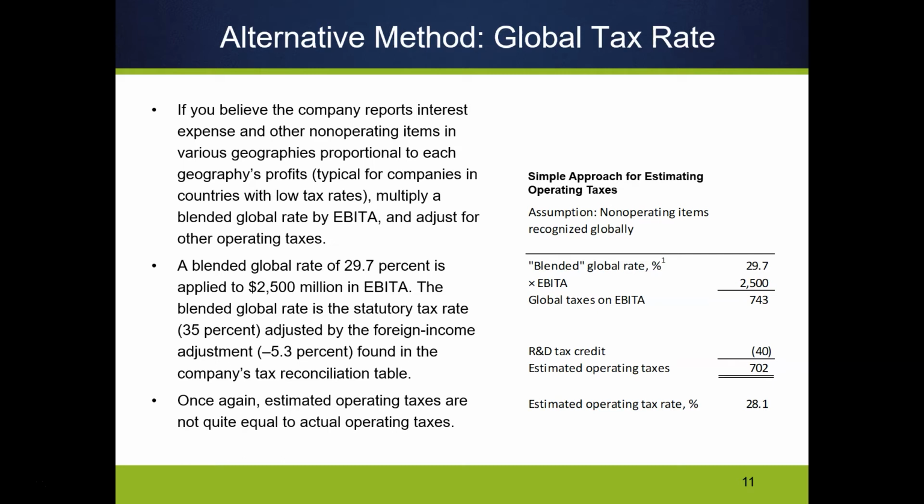Then we subtract the R&D tax credit, again the operating tax credit, and we get $702 million as our estimated operating taxes at an estimated operating tax rate of 28.1%. Notice that this is a worse estimation here, and it's worse because the majority of the firm's income, or revenue, was taxed at the 35% higher domestic rate. And we've assumed that about half and half, so a weighted average, a more significant portion of that firm was taxed at a lower rate, which is incorrect.